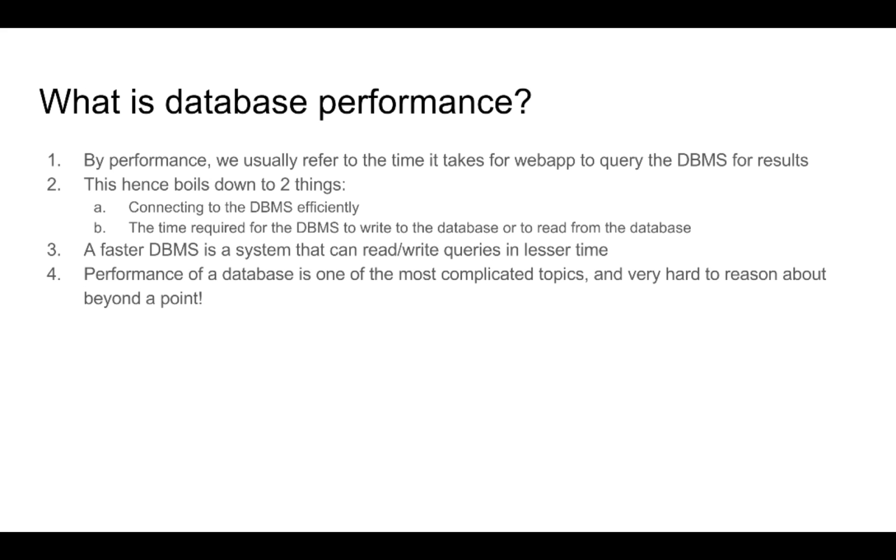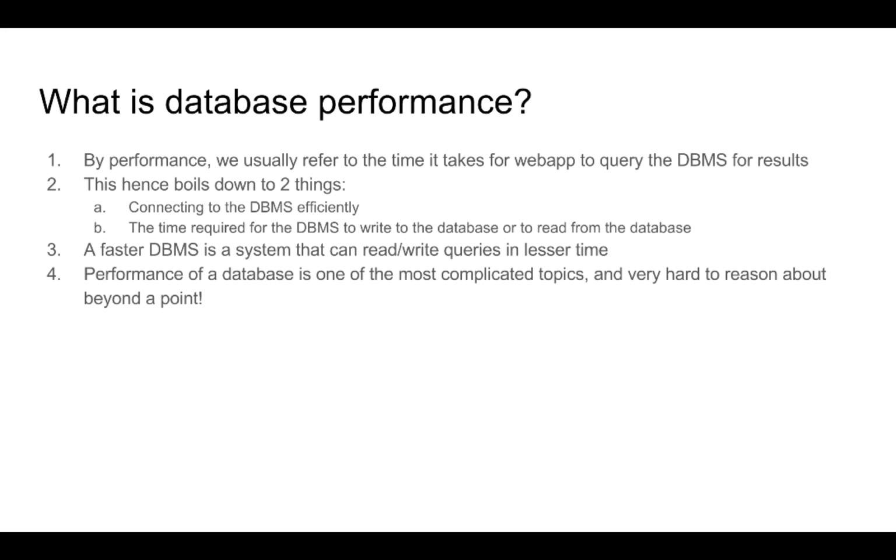So as you can see from this statement that we used to describe performance, the time it takes for the web app to query the DBMS for results, it is obvious that there are two factors that affect performance. One is connecting to the DBMS efficiently, and the second is the time the DBMS itself takes to process the query. The performance of a database is one of the most complicated topics in computer science, and it is extremely hard to reason about beyond a point. It is important to understand the first principles that affect performance, but it is very hard to compare the performance of two databases in a very general way.